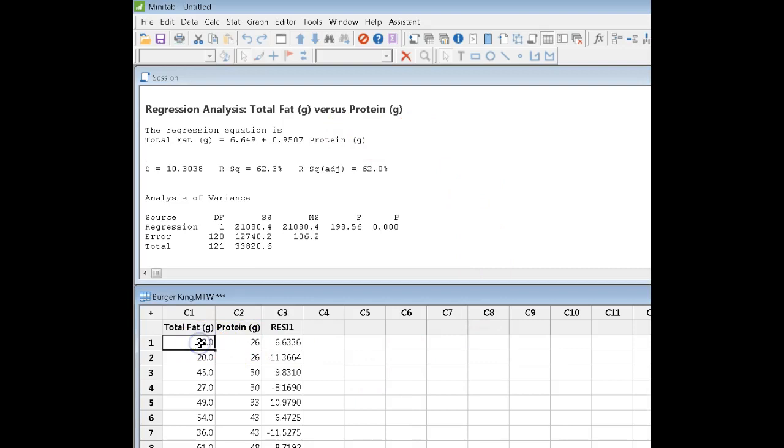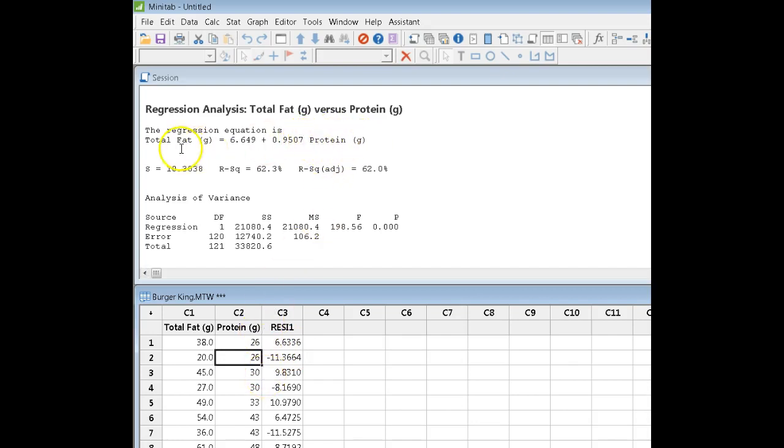Now 31.4 is my predicted value, but my actual amount of fat in this food item is 38. So we take the 38 minus the 31.4, and what are you going to get? You're going to get approximately 6.6. Because this residual is a positive value, it's telling me that my actual data point is above my predicted value. How much above? 6.63.